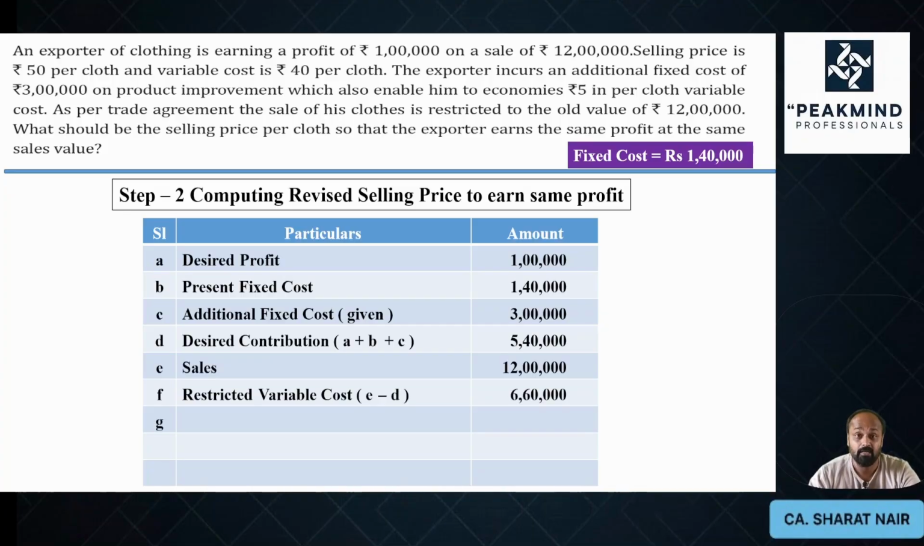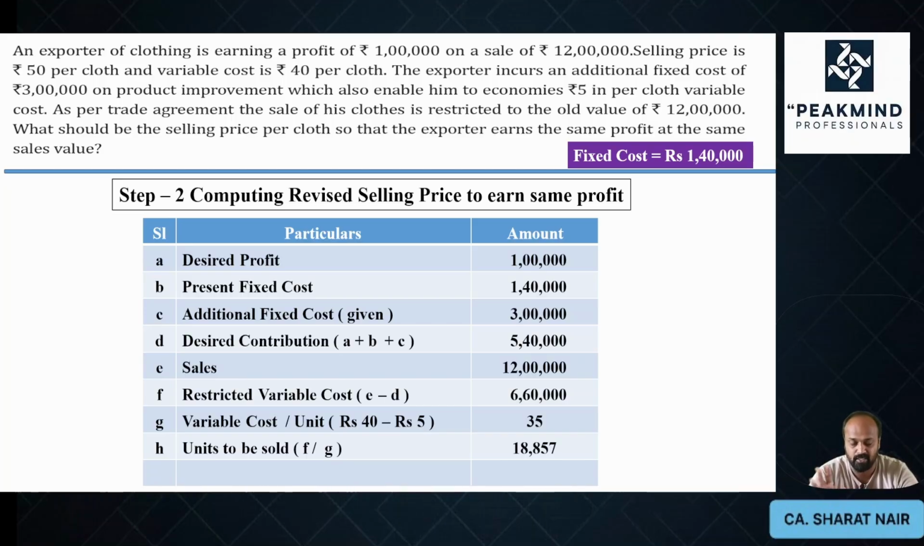Now variable cost per unit also I can find out revised. Why? Because earlier it was 40, but because I incur additional 3 lakh rupees, my variable cost will fall down by 5 rupees. So it will become how much? 35 rupees. Now, if I divide total variable cost by 35 rupees, I can find out number of units. So 6,60,000 divided by 35, it will give me 18,857 units approximately.